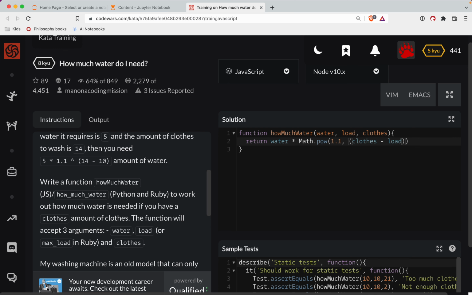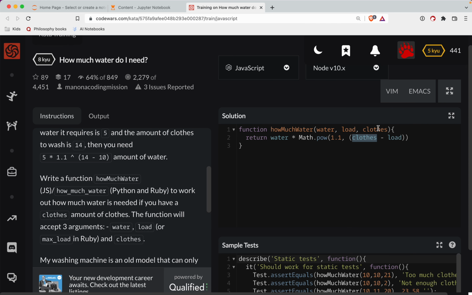Okay, that's if you actually have more clothes than your load. I don't think we need negative water though if things get weird there. So what we'll do is, if clothes is less than the load, I think we just return the basic amount of water. Otherwise, we're incrementing, we're making the water grow.